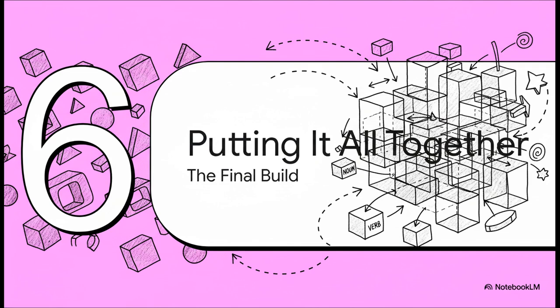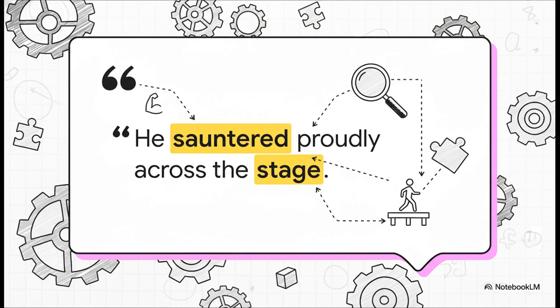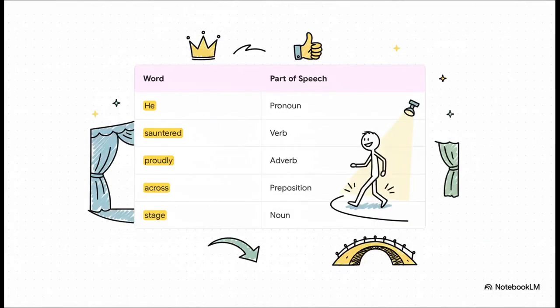Now for the grand finale. Let's see how all these different parts work together in a real sentence to create one complete picture. Take a look at this sentence. He sauntered proudly across the stage. You can totally picture that, right? A guy walking with swagger. Now let's put on our X-ray glasses and see how all the parts we've learned are working together under the hood. And there it is, all broken down. He is our pronoun. Sauntered, that's our verb, the action. How did he saunter? Proudly, that's our adverb. Across is the preposition, showing the relationship between the action and the place. And what was the place? The stage, our noun. Look at that. Every single word has a job, and they're all working in perfect harmony.